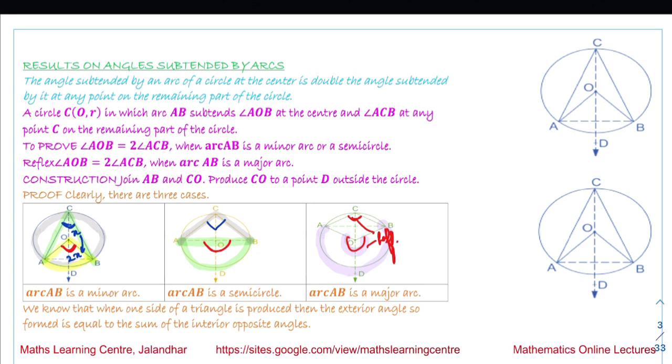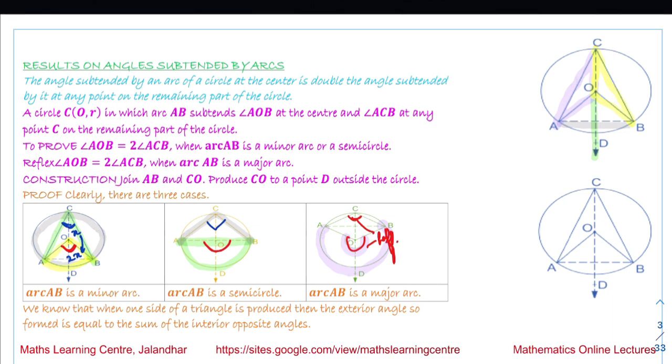So how we are going to prove this is, in the first case we are going to do the construction over here. The construction is that we have joined the points A, B, and we have joined the points C, O. Then we have extended this CO in this way to the point D. Now we are having two triangles over here. One is this triangle, AOC, and the second triangle is COB. These are the two triangles we are talking about.